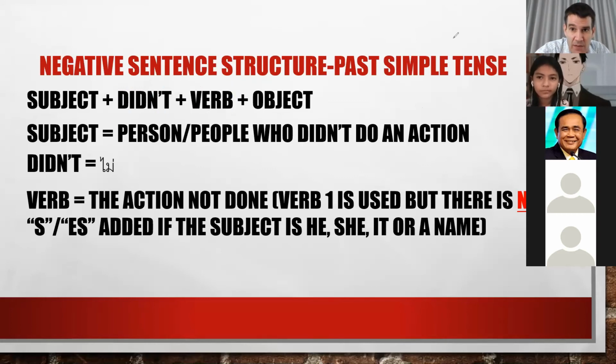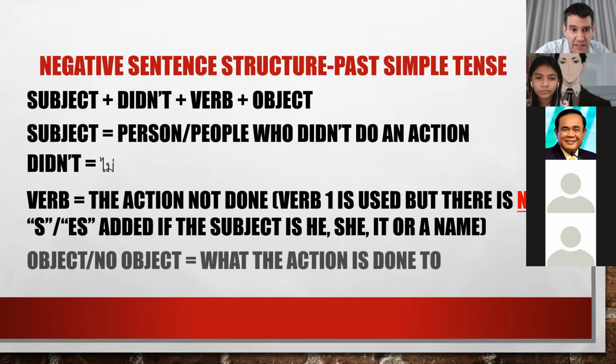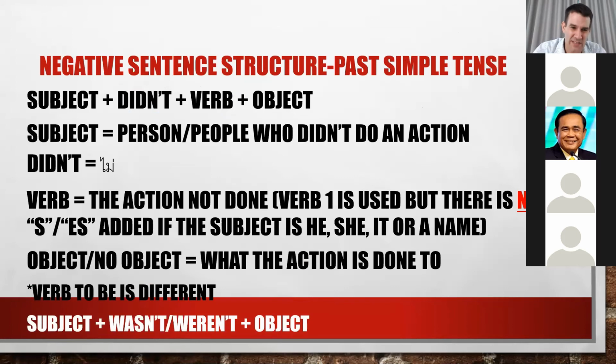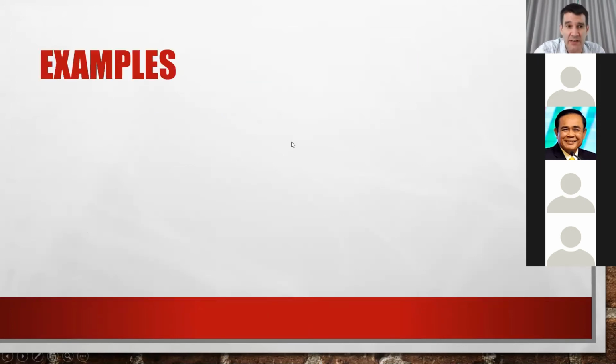And then the object or no object, depending on the sentence. And verb to be, again, is different. Verb to be is special. It is different than every other one. So subject, wasn't or weren't, plus the object. So I will show you the same examples again in the new sentence structure.